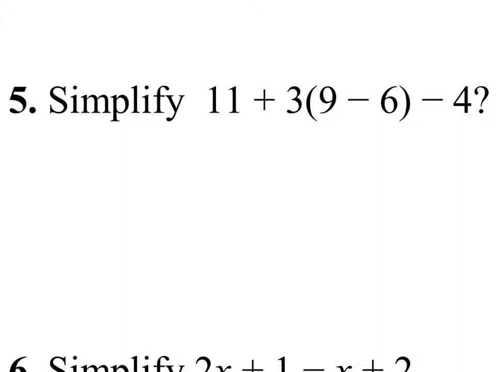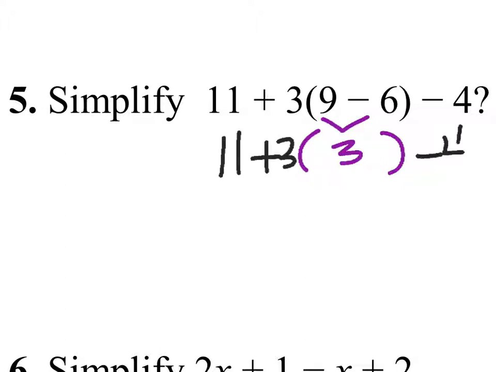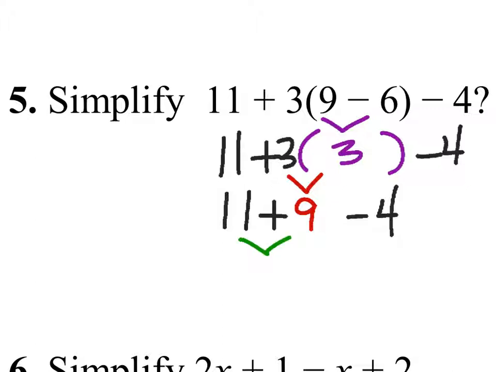All right, let's simplify these. So we've got this 3 times the 9 minus 6. And technically, it doesn't matter how you do this one. If you wanted to do the order of operations first, you could. So 9 minus 6, that's what I'm going to do. That's a 3. So I've got 11 plus 3 times that 3 minus a 4. By the order of operations, now I would do multiplication right here. 3 times 3 is a good old 9. So I've got 11 plus 9 minus 4. And then 11 plus 9, well, that gives me 20 minus this 4. 20 minus 4, bam, 16.